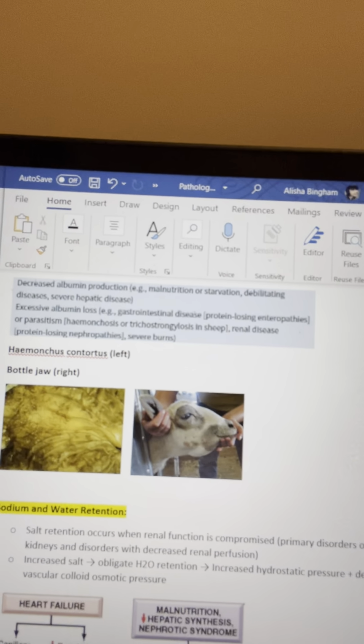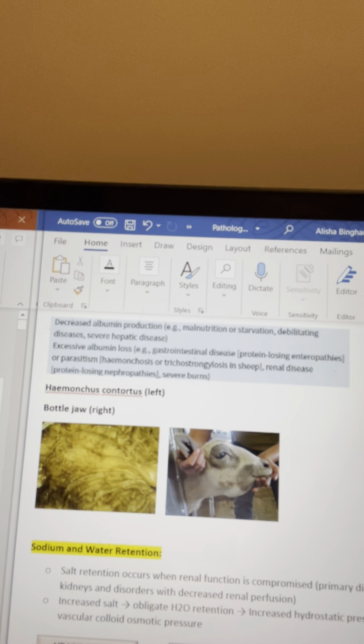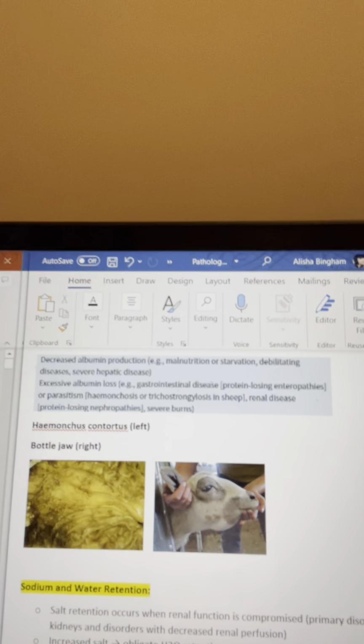So again, decreased intravascular osmotic pressure can cause decreased albumin production, excess albumin loss, or parasitism, and renal disease, any of those things. So here, I've talked about before, we have Haemonchus contortus, which is a parasite that we learned in parasitology, and that's on the left here, and then on the right, we have that bottle jaw.